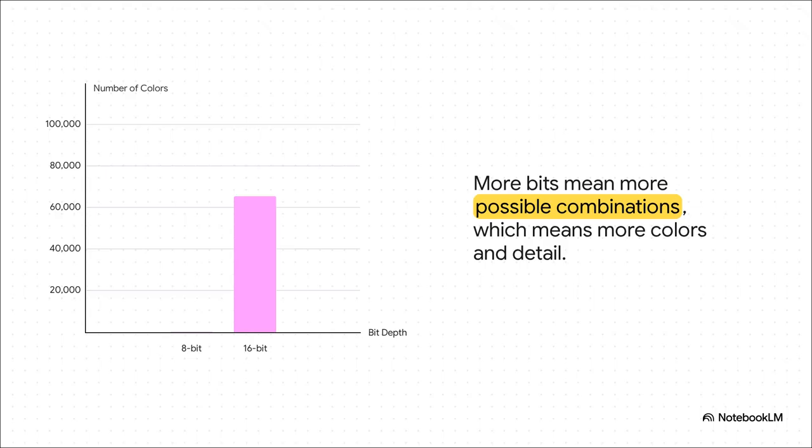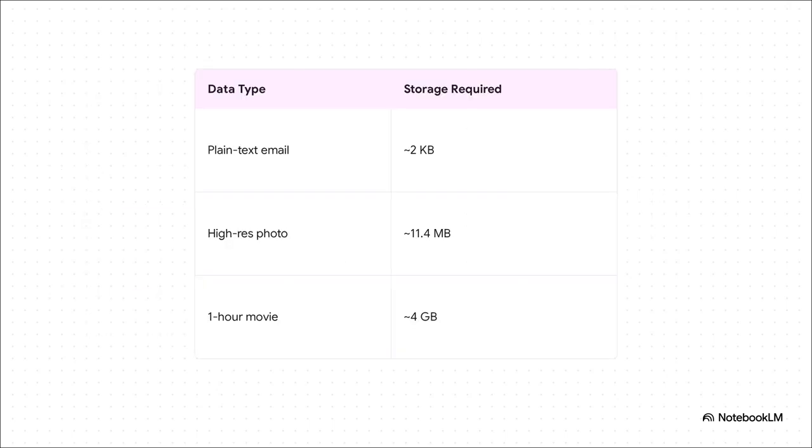But a 16-bit image, that can show over 65,000 colors. More bits just mean more possible combinations, which gives you more detail and more complexity. This also totally explains file sizes. A simple text email is just a few thousand bytes, a few kilobytes. But a high-res photo, now you're talking about millions of bytes, or megabytes, because it has to store all that color info for millions of pixels. And a movie? Forget about it. That's billions of bytes, gigabytes, representing every single frame and sound.